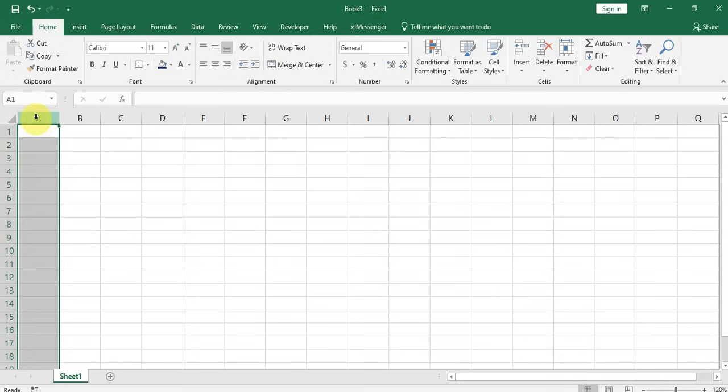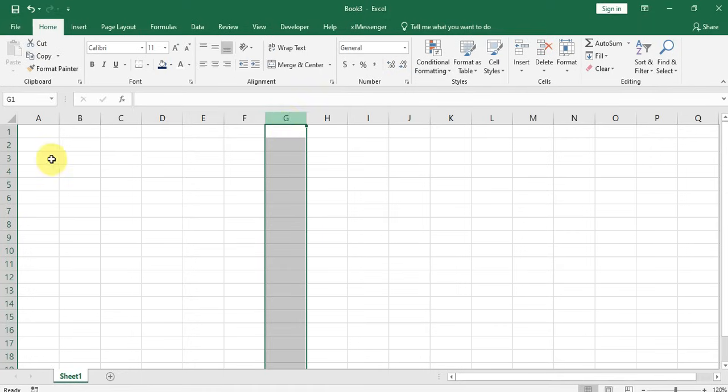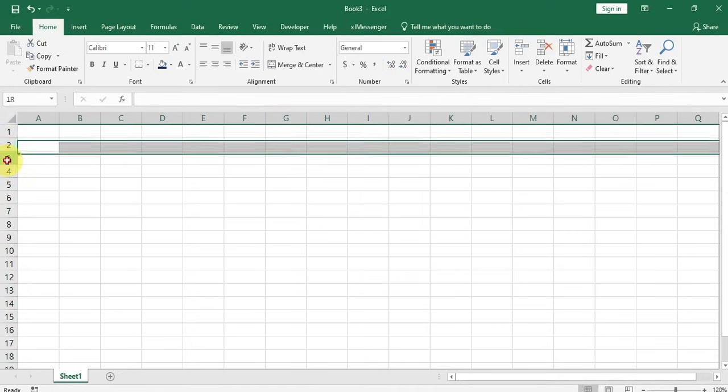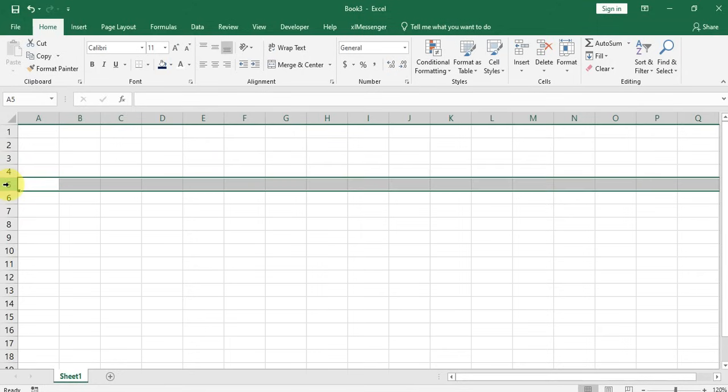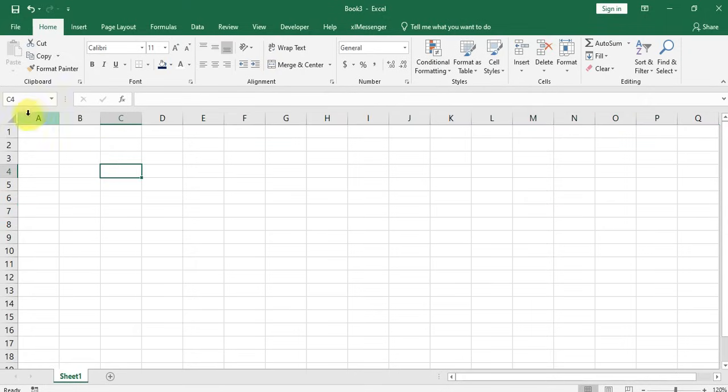Yes, so this is column A, column B, column C, column D, column E, column F, up to wherever it will end. And then this is row 1, row 2, row 3, row 4, row 5, row 6, row 7. So basically, spreadsheet or Excel is made up of two things, a column and a row. And where a column and a row meet is called what? A cell. A place where a column and a row meet is called a cell.